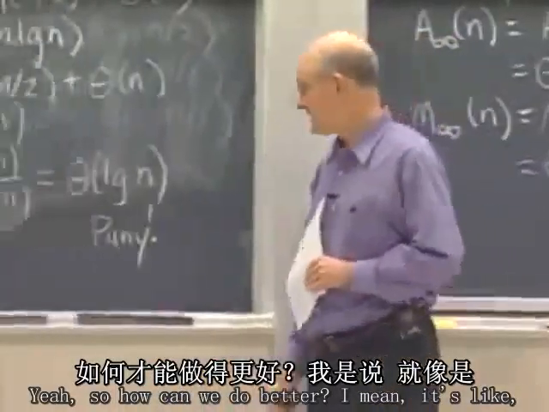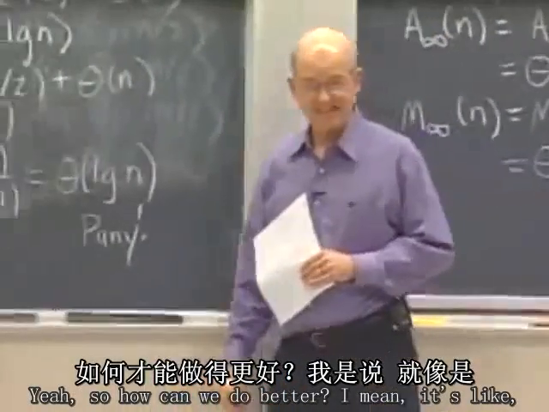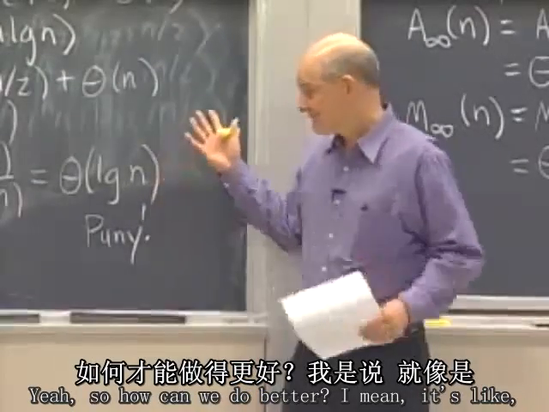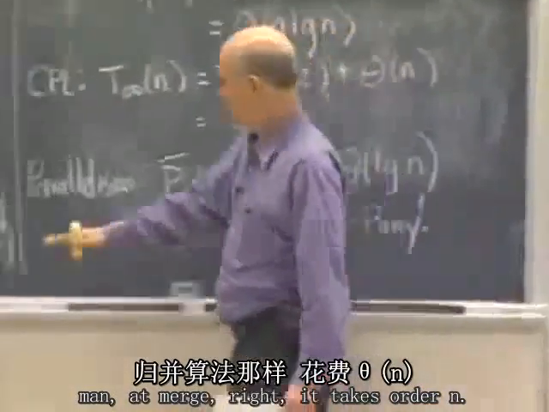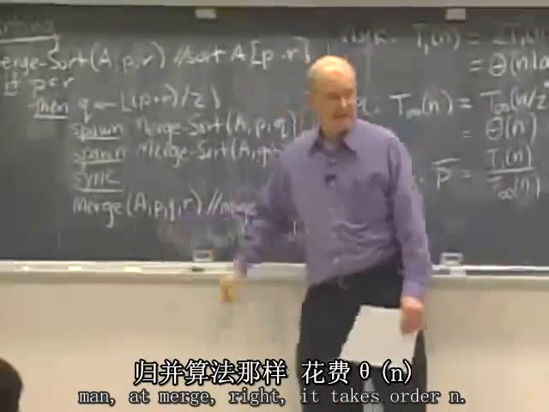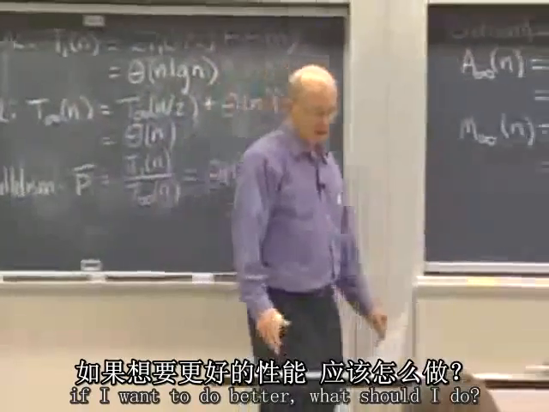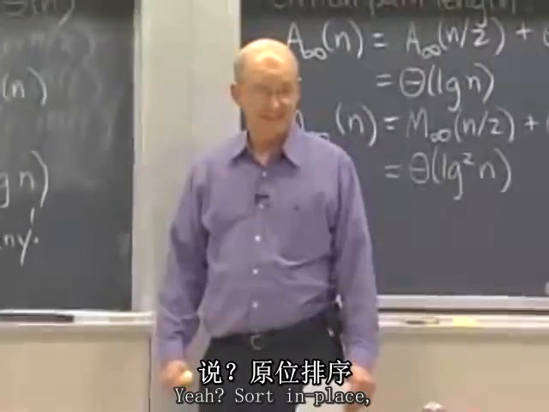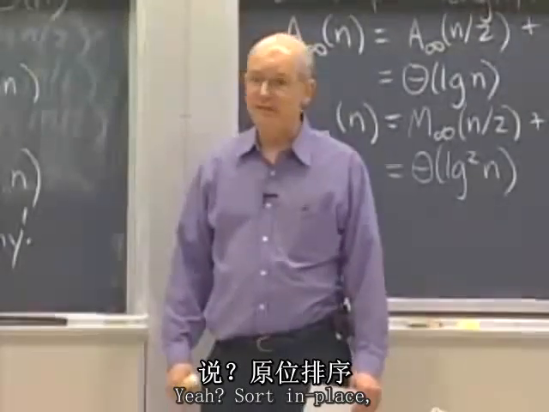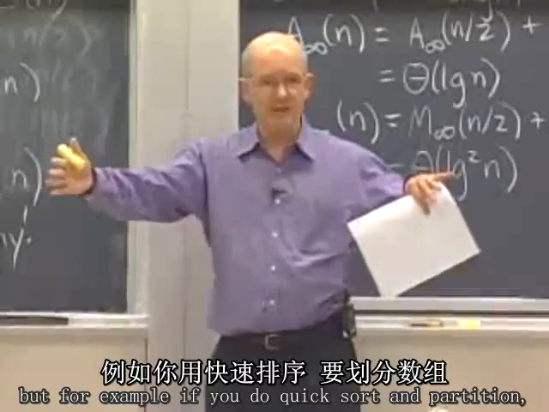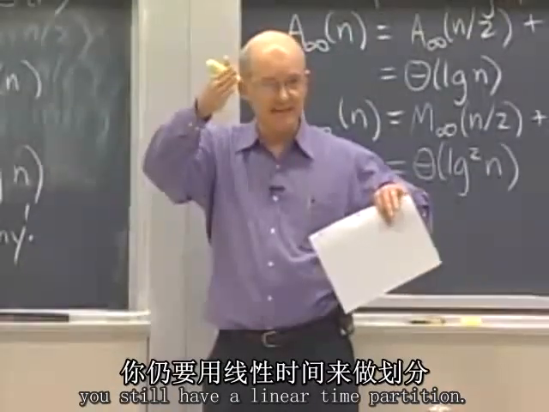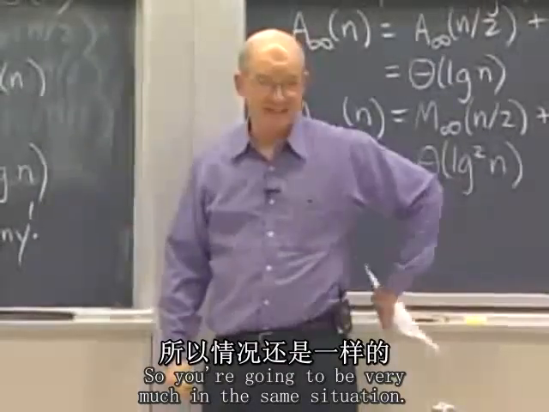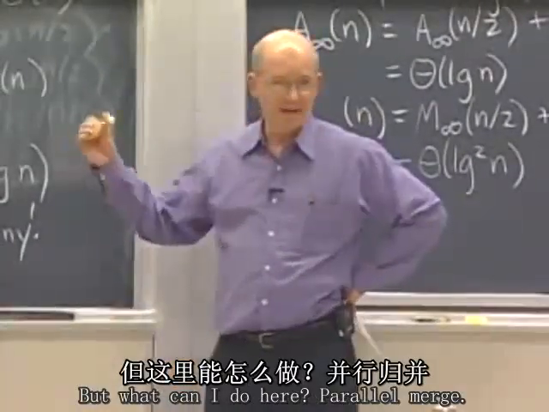Yeah. So how can we do better? I mean, that merge takes order n. If I want to do better, what should I do? Yeah? Sort in place, but for example, if you do quicksort and partition, you still have a linear time partition. So you're going to be very much in the same situation. So what can I do here?